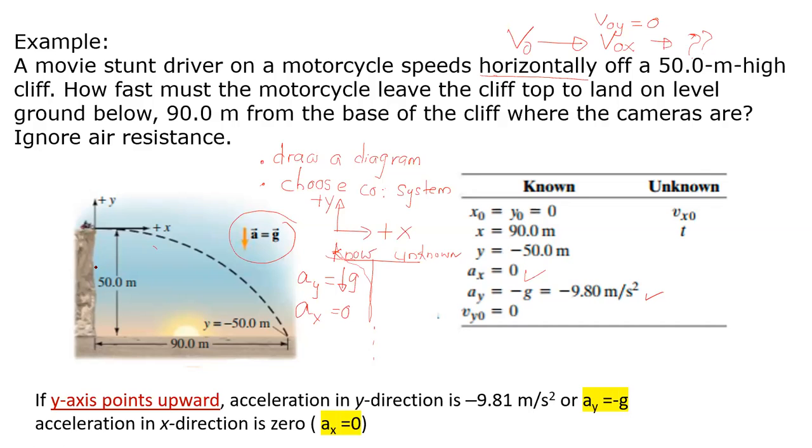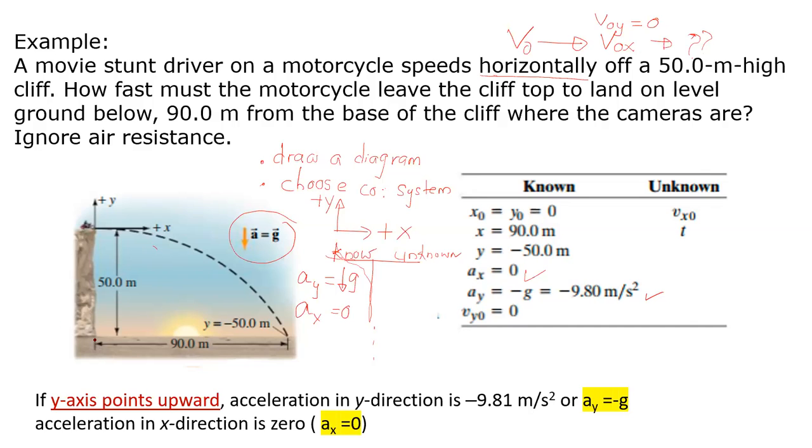All right, what is it asking? It is asking me to figure out the v. Okay, now these are the given things, and why is this y negative 50? I will explain this one in a minute.